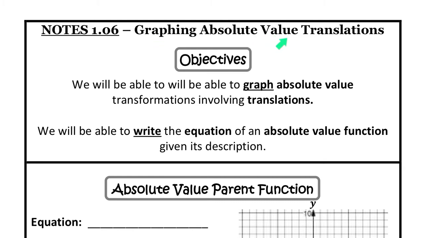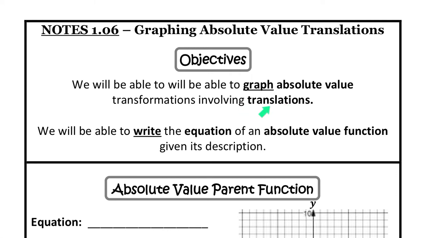This is graphing absolute value translations. And this is going to be our first lesson into transformations. The objective is to be able to graph absolute value transformations involving translations. And in math terms, translations means to move something, move an object. It can be a shape.